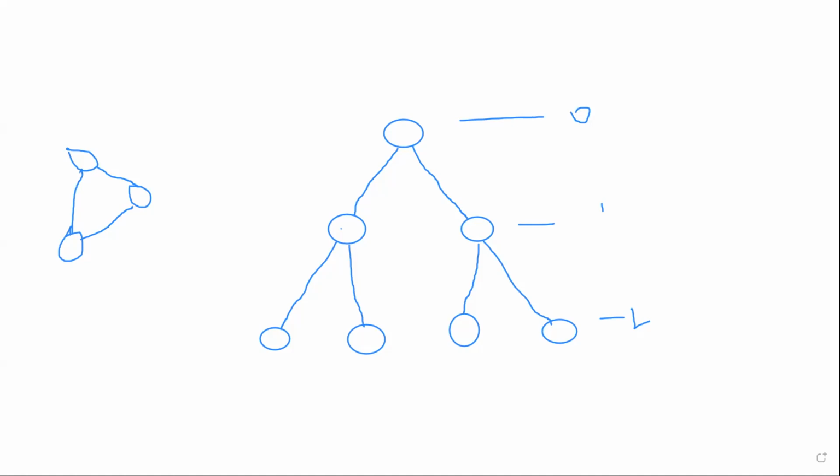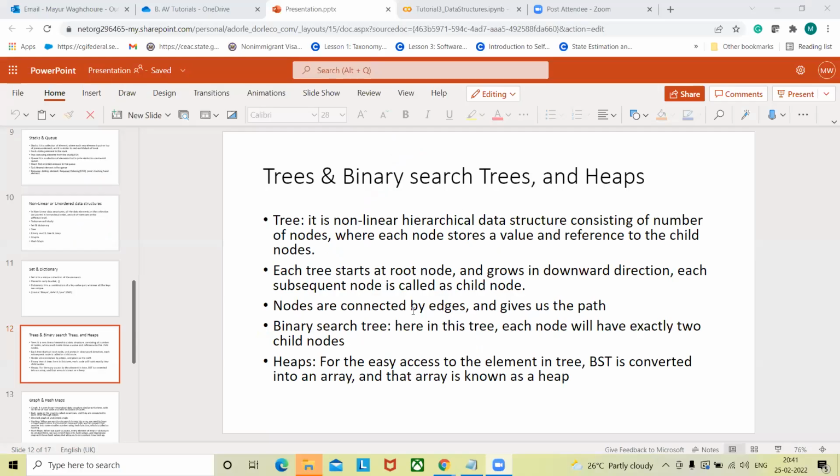I hope trees are clear to you. Then binary search trees. The nodes are connected using those lines, which we call branches or edges. When you have to go from one node to another node, whatever branches you traverse will be considered a path.